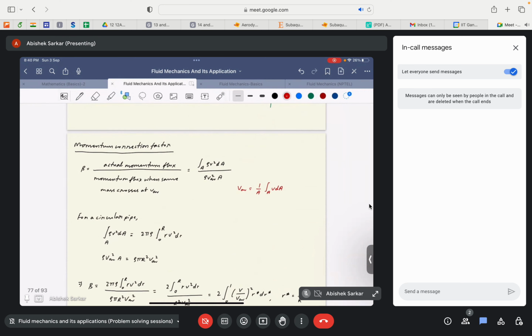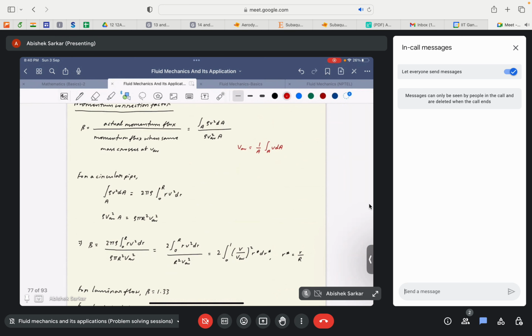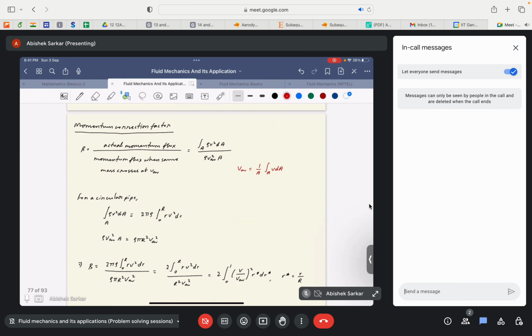So again, we look into the momentum correction factor. The conceptual part, I guess you can just revisit the lectures of Professor Gupta, but just to tell you the mathematical aspect of it. The momentum correction factor is denoted by beta. It is the ratio of the actual momentum flux to the momentum flux that would have been there for the same mass crossing at V average. So actual momentum flux by the momentum flux when the same mass crosses at V average.